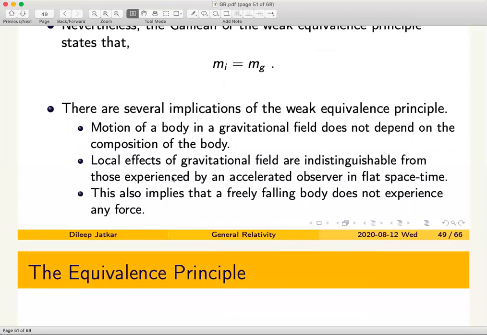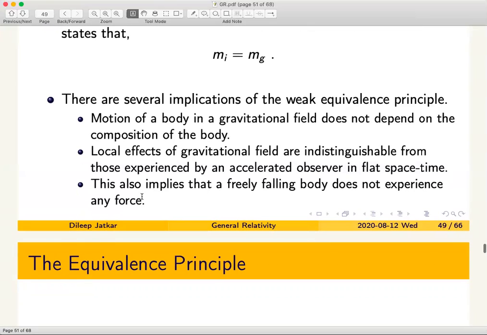It also in some sense implies that a freely falling body would not experience any force. That is simply because a freely falling body is essentially yielding to the force generated by the gravitational field and falling at a rate at which the acceleration would have asked it to fall. So the sense of weightlessness that a freely falling object would feel is a statement of it not experiencing any force.